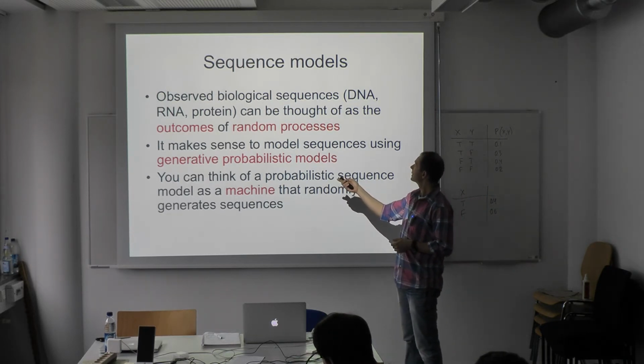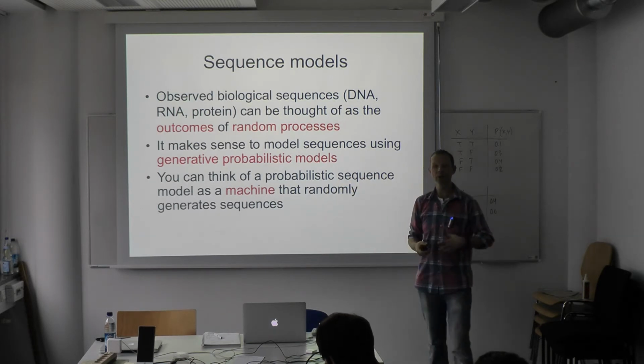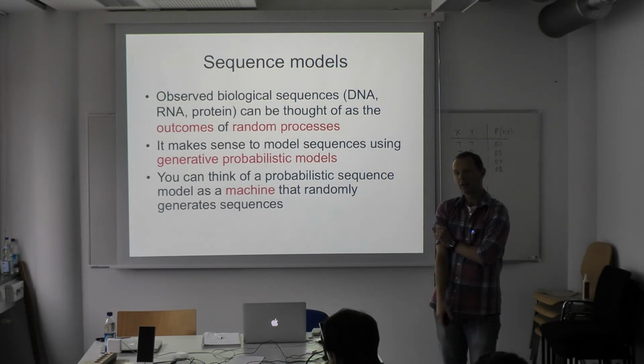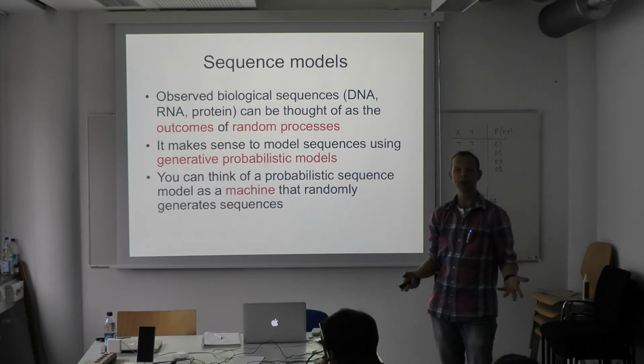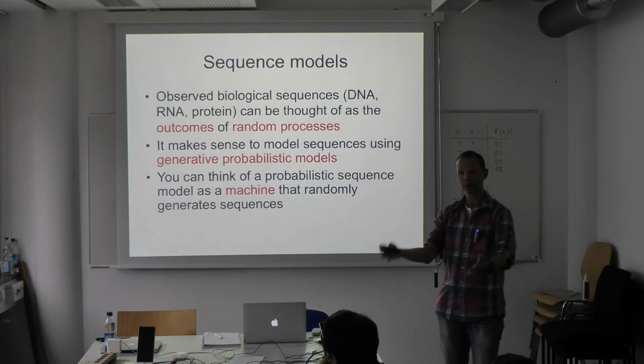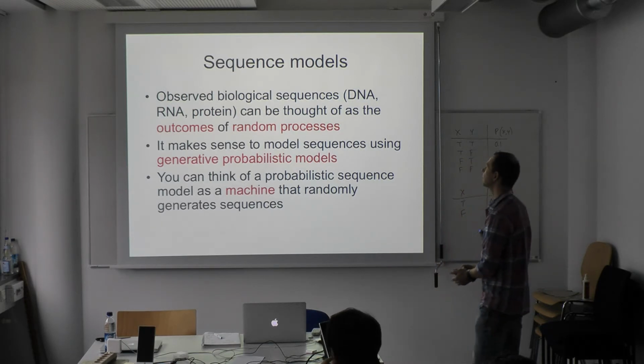They could be thought of as outcomes of random processes. So something would have generated that sequence in the first place. And one good analogy would be the works of Shakespeare. Something had generated the works of Shakespeare, obviously Shakespeare.